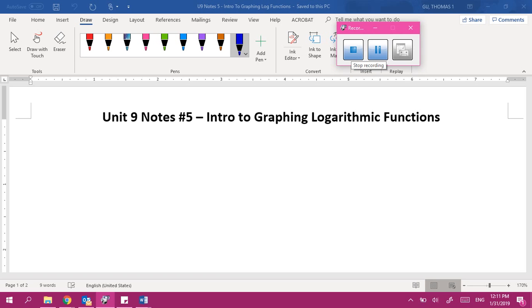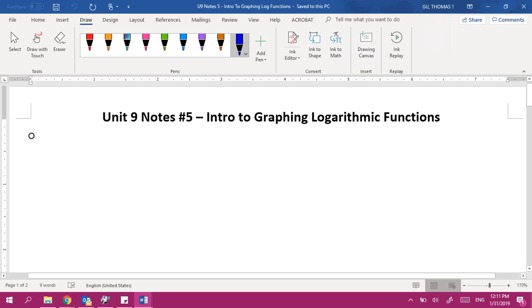Unit 9, notes number 5. Today we're going to be doing the introduction to graphing logarithmic functions. Before we start, there's a very important concept that you need to get into your minds. So write this down. This is very important that you understand this.